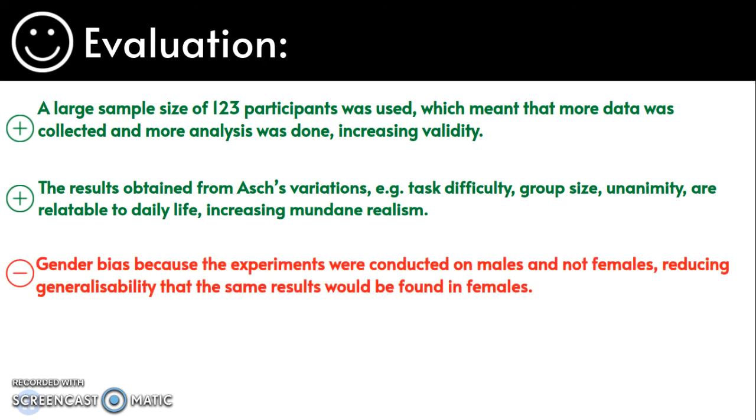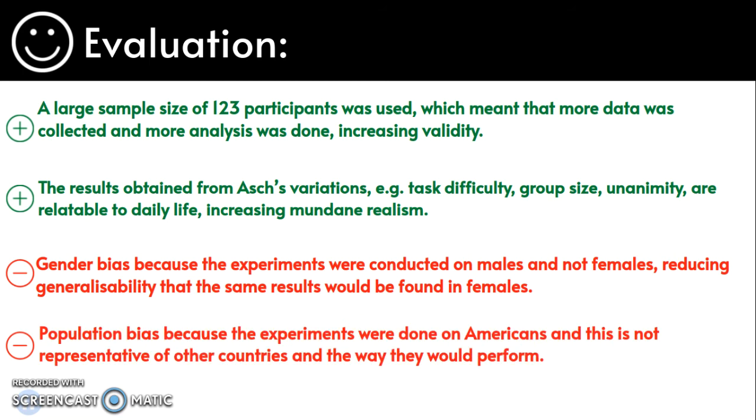However, a weakness is that the experiment is prone to gender bias because the study was only done on males and not females. This reduces generalizability that the same results will be found in females. Another weakness is that it's prone to population bias because the experiment was only done on Americans, and this is not representative of other countries and the way that they would perform.